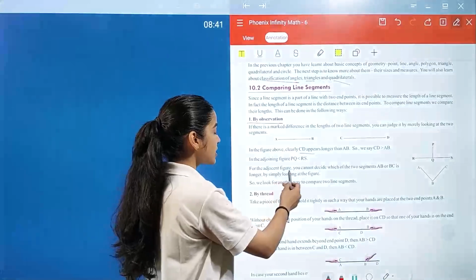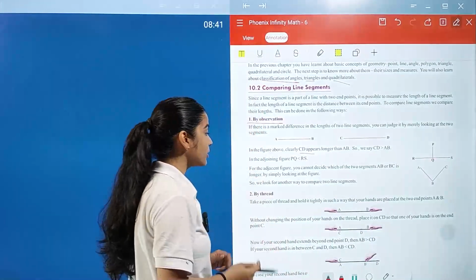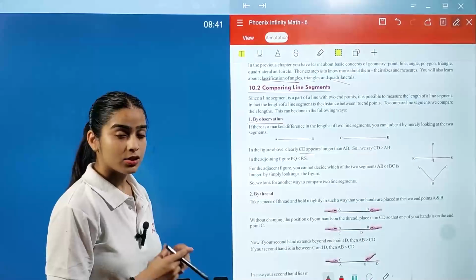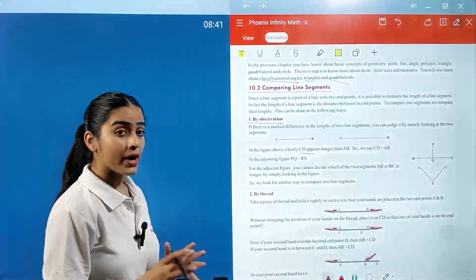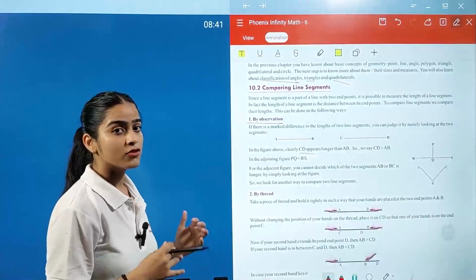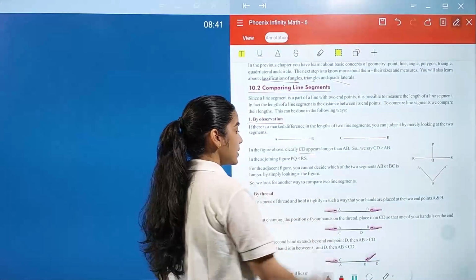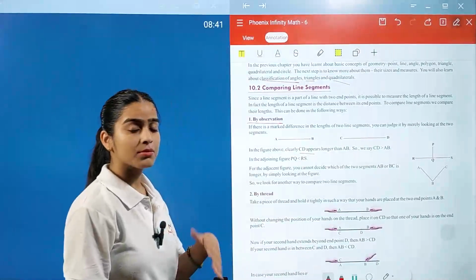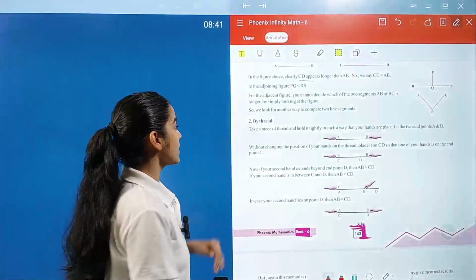For the adjacent figure, you cannot decide which of the two segments, AB or BC, is longer by simply looking at the figure. There is a moment when you cannot tell by observing which one is longer and which one is smaller. So what do we have to do? We look for another way to compare two line segments, and use other ways to measure them. The first thing, we have a thread.